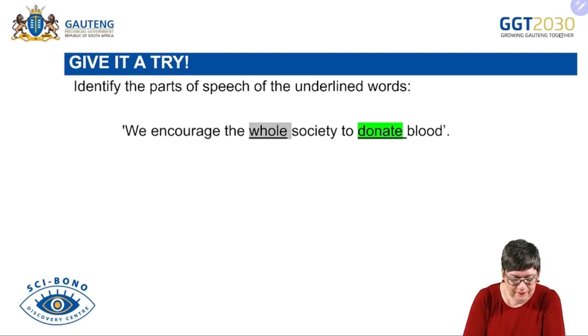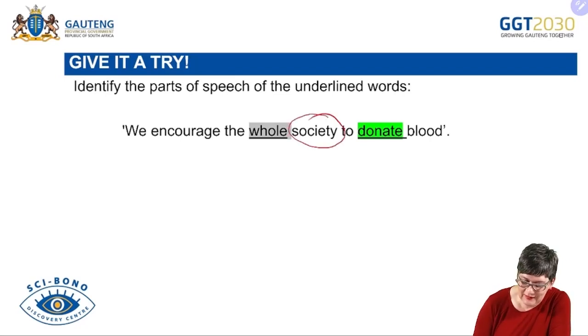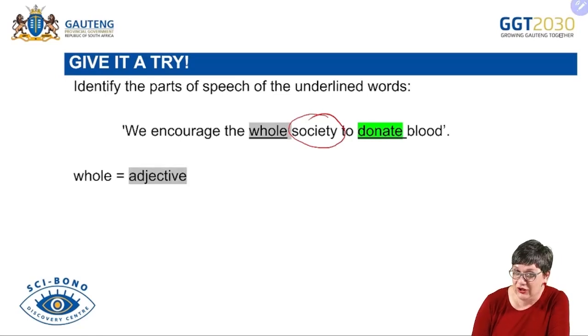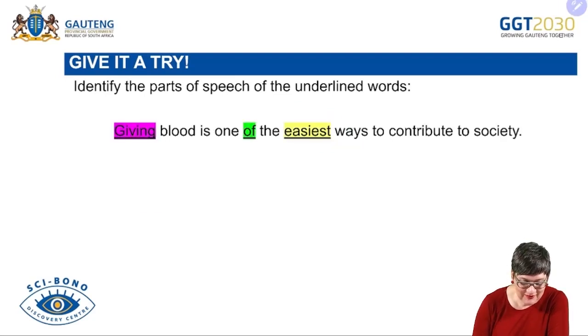Let's try another one. We encourage the whole society to donate blood. This is really easy, isn't it? Now, once again, whole is describing the society, which means whole will be an adjective because it describes society. And to donate is, of course, an action word, a verb. Because if you donate, it's an action verb. Right. Let's try the next one.